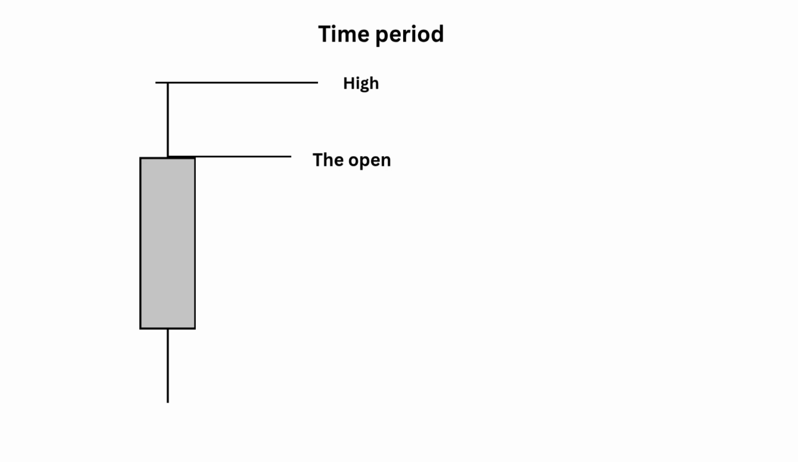Let's take a look at the features of a candlestick chart. Each candlestick represents a specific time period, for example 1 minute, 1 hour, or 1 day, and shows 4 important pieces of information. The open, this is the point or level where the price was when the period started. The high, this is the point where the highest price during the period was reached. Low, this is the lowest price during the period. The close, the point where the price was when the period ended.